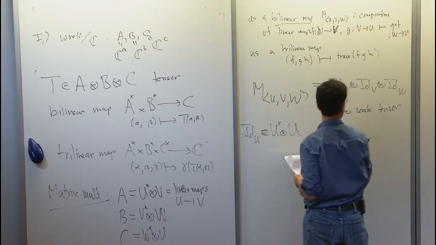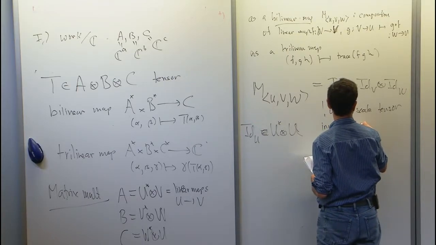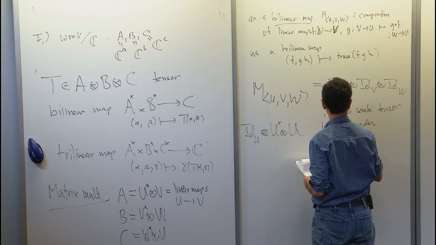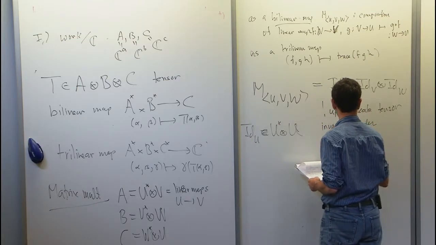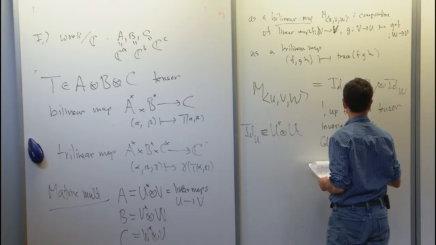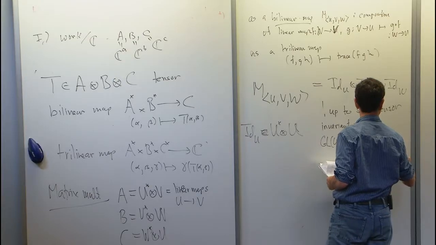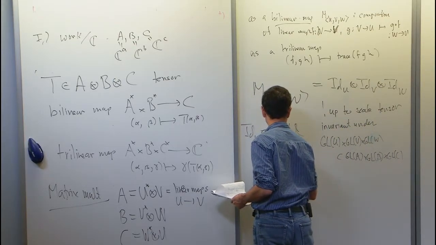Unique up to scale tensor invariant under GL_U cross GL_V cross GL_W sitting inside GL(A) cross GL(B) cross GL(C), where GL(A) is the invertible linear maps.